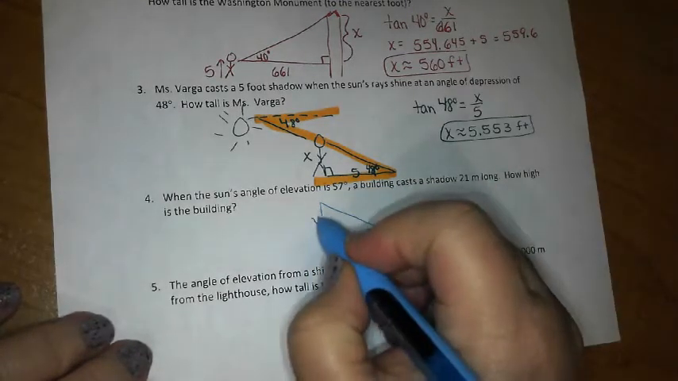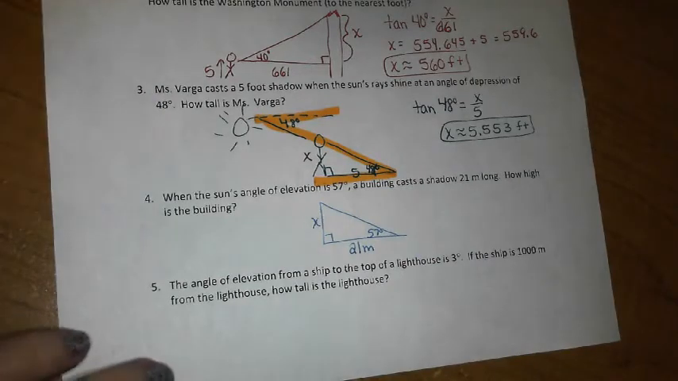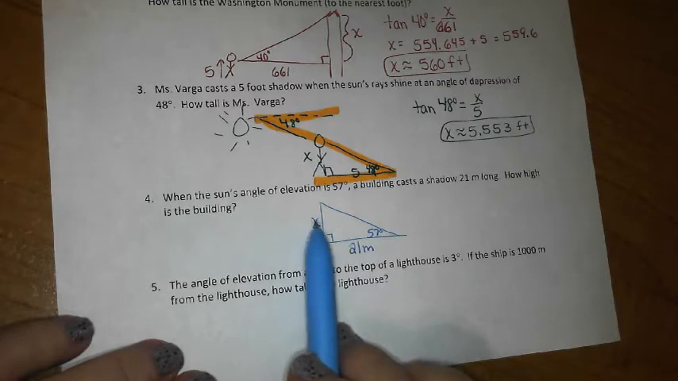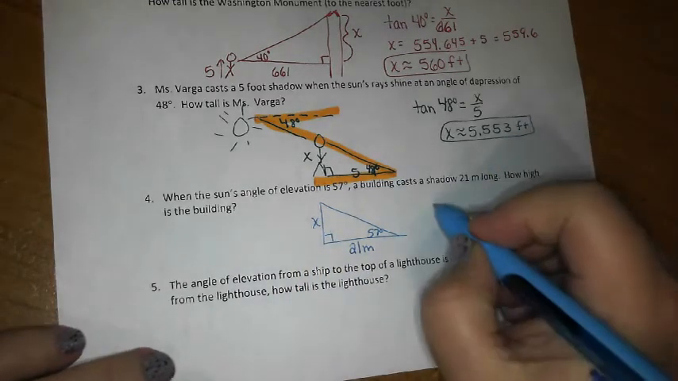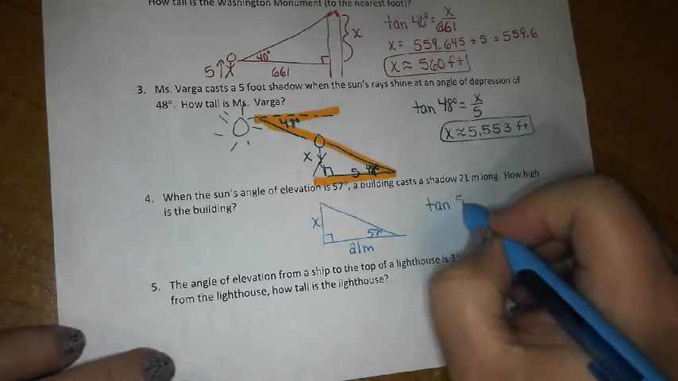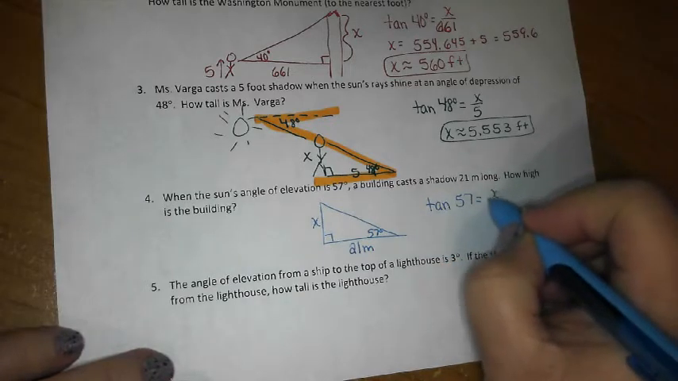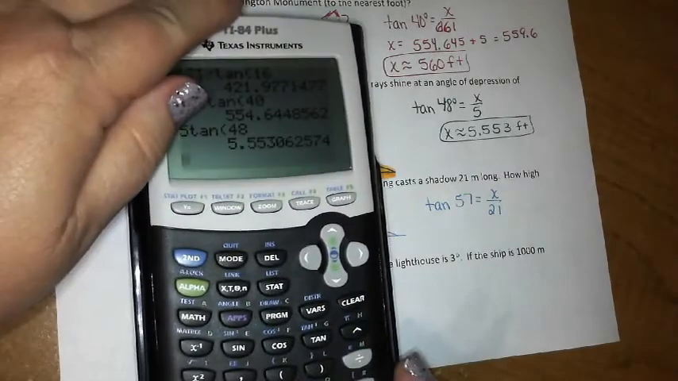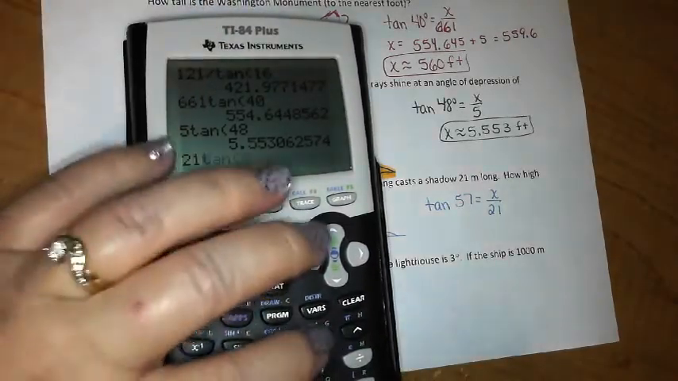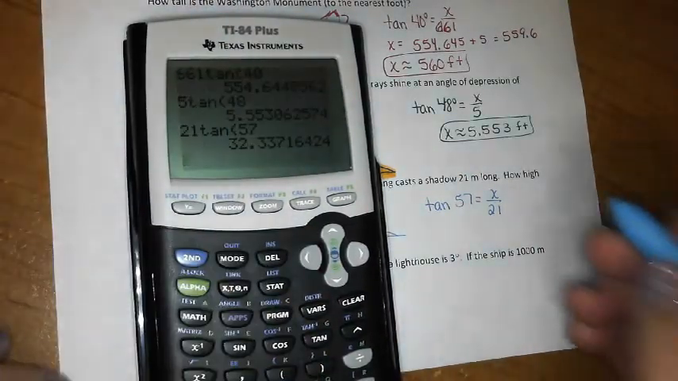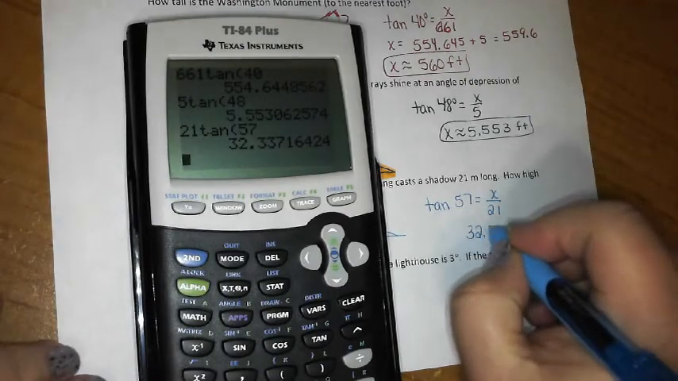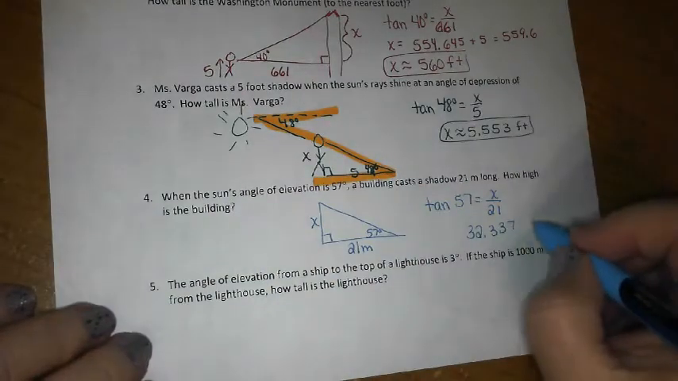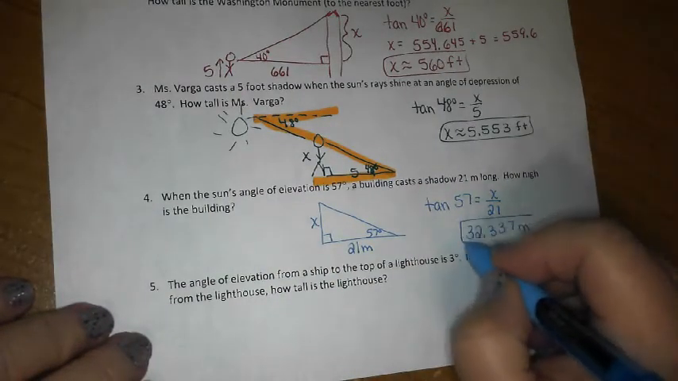How high is the building? Or how tall is the building? All right, here's my angle. Opposite, adjacent. This is a job for tangent. Tangent's busy today. Tangent 57 equals x over 21. So 21 times tangent 57 is 32.337 meters. That's how tall the building is.